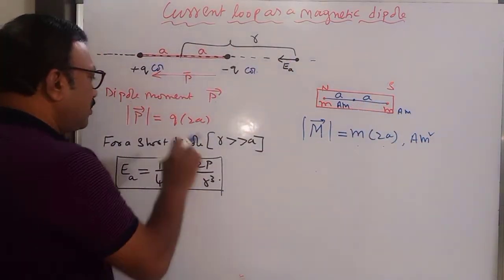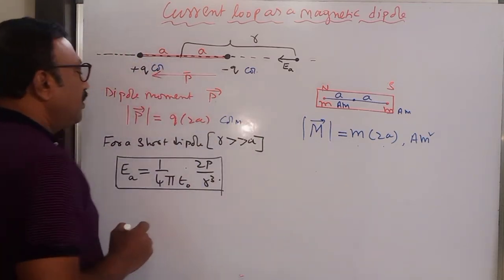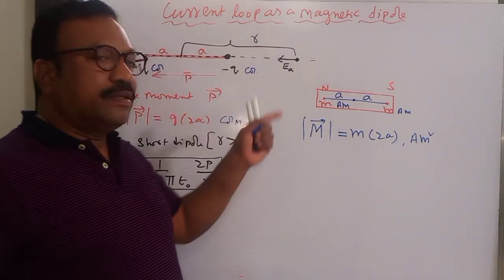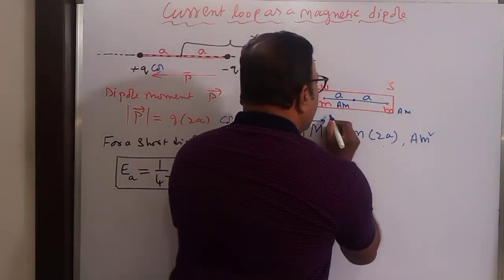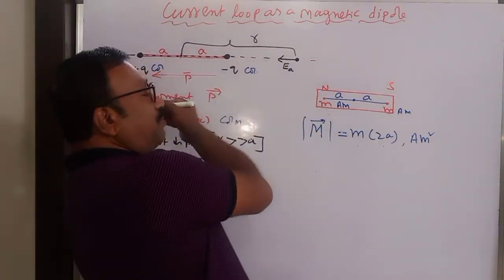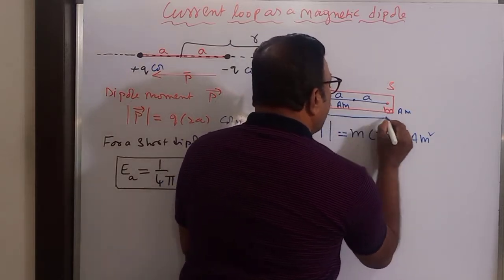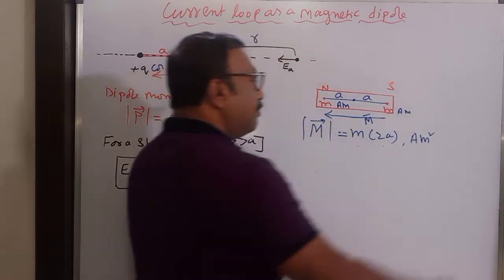Here also, this is coulomb meter. Coulomb meter will be the unit of electric dipole moment, and ampere meter square for magnetic dipole moment. And it is also a vector quantity. It is directed from minus to plus. Minus to plus here, south to north here. This is the direction of M bar.